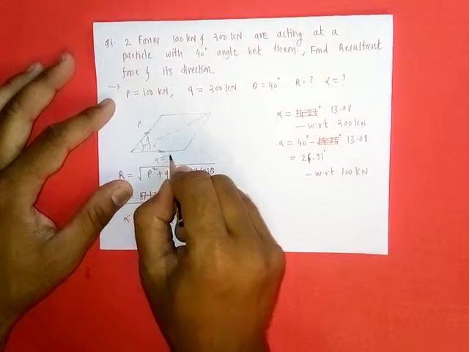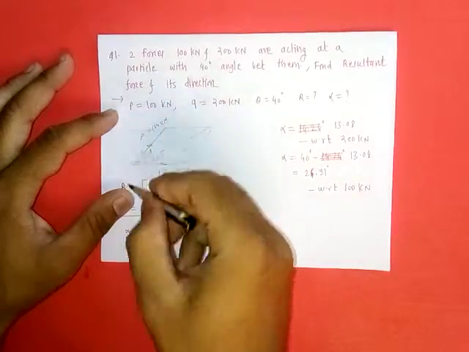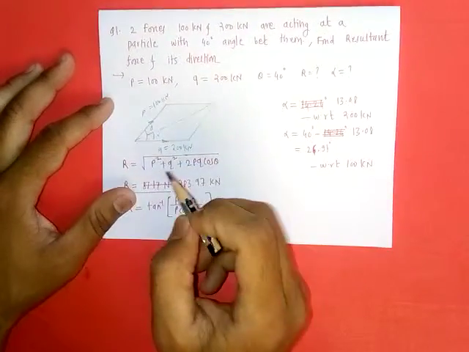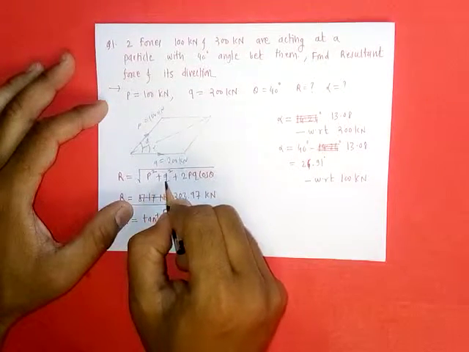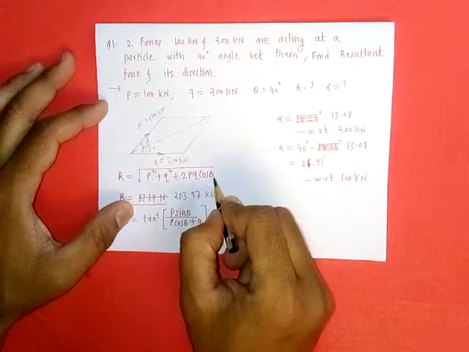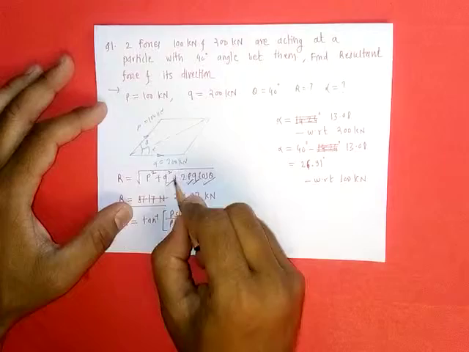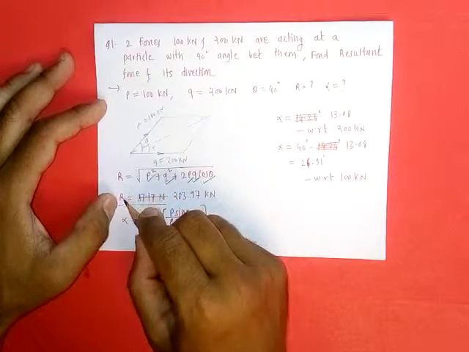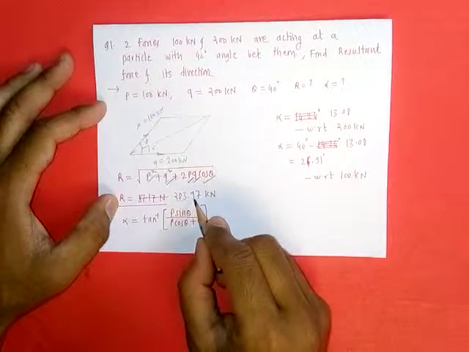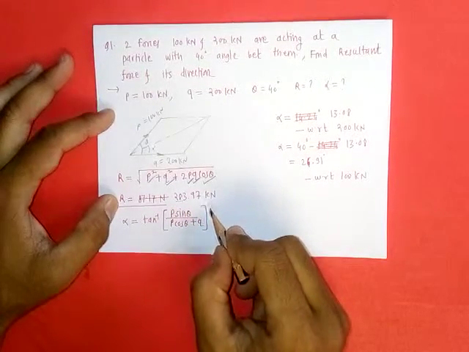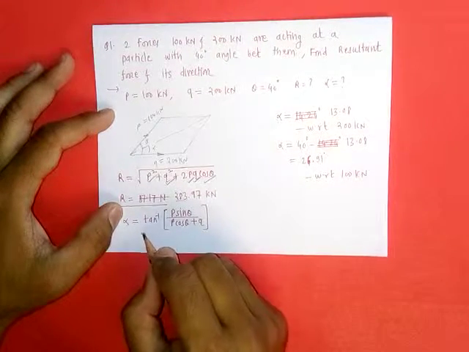Here the value of Q is 200 kilonewton, the value of P is 100 kilonewton, theta is given and alpha is asked. So first, the resultant is equal to the square root of P square plus Q square plus 2PQ cos theta. Here theta, Q and P are given, so we can easily calculate the value of R, and it is coming 283.97 kilonewton.